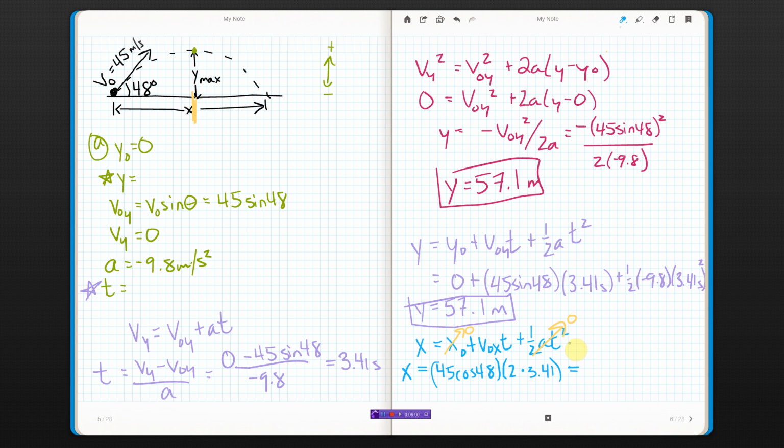You put that in your calculator and get 205 meters. That's it.